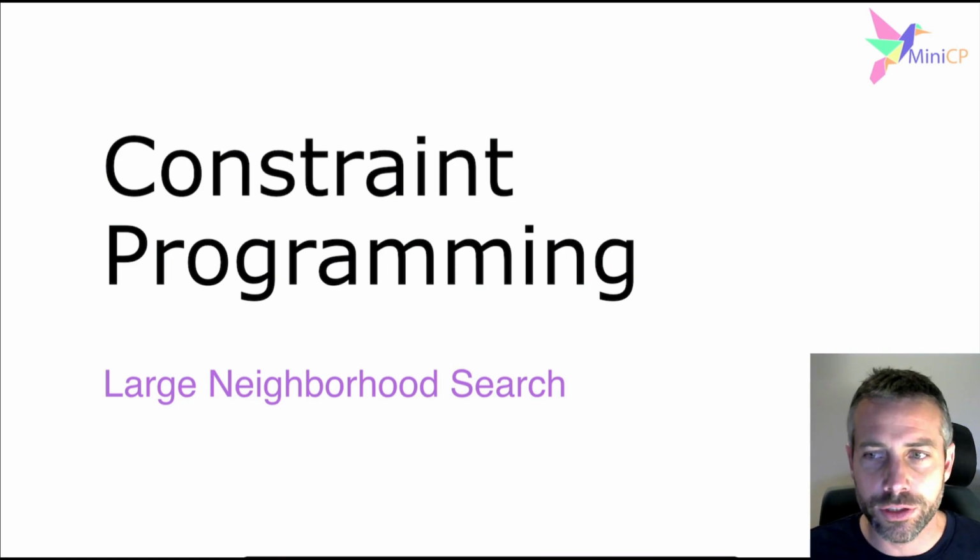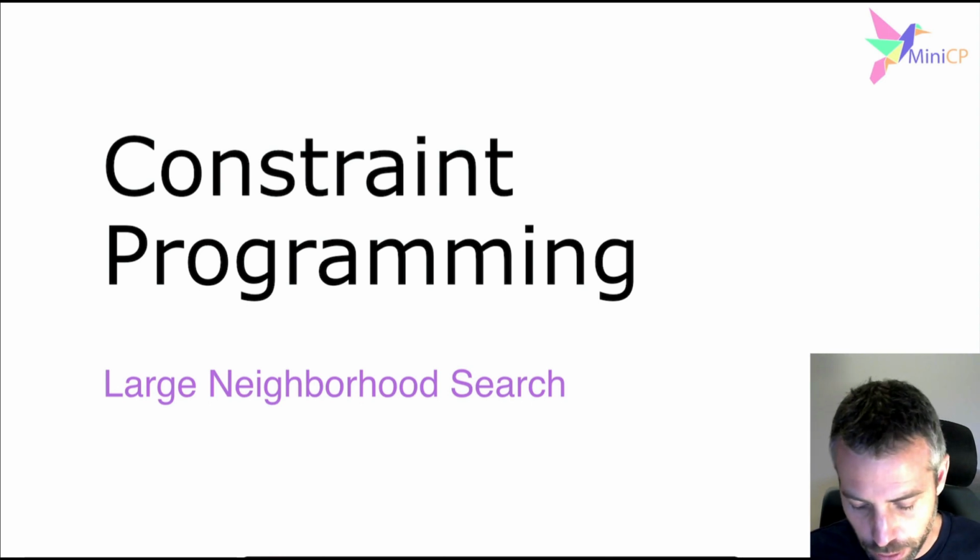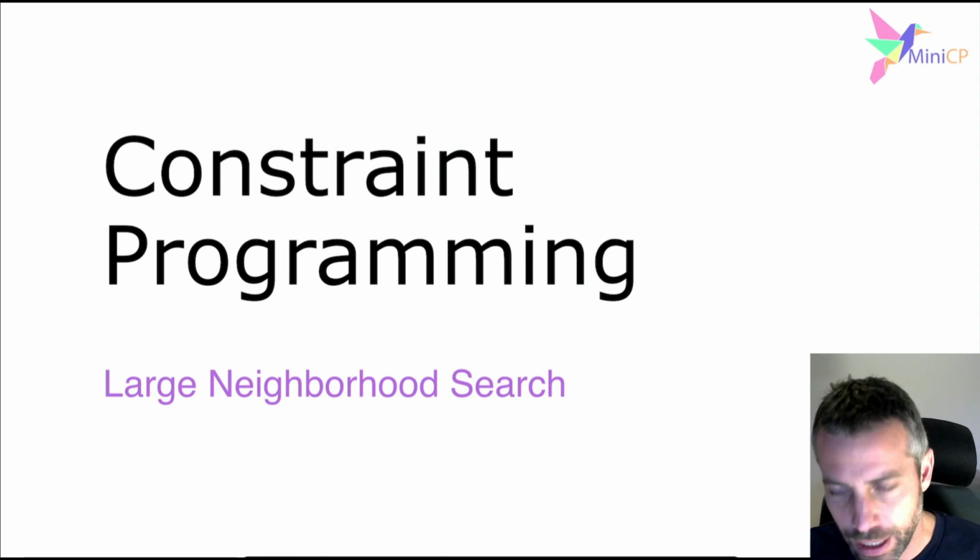Large neighborhood search is a technique to discover good feasible solutions very quickly to our optimization problem. We can view this technique as a hybridization between CP and local search.